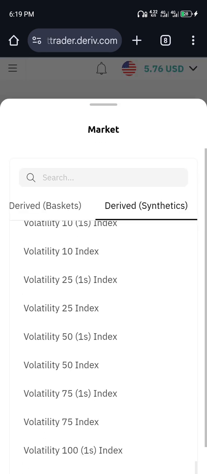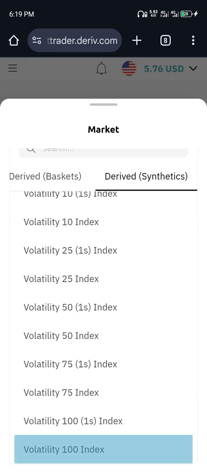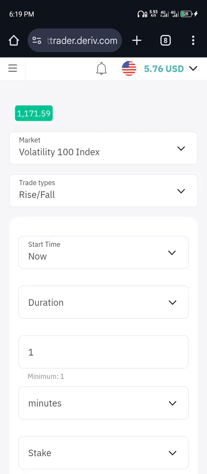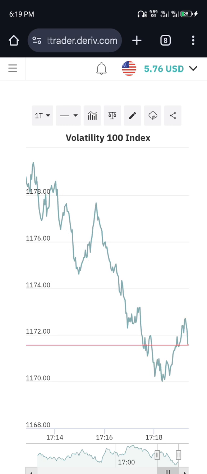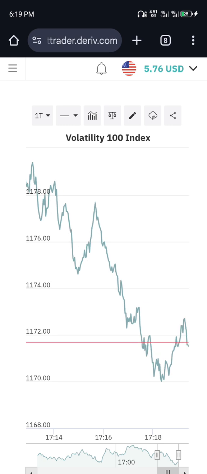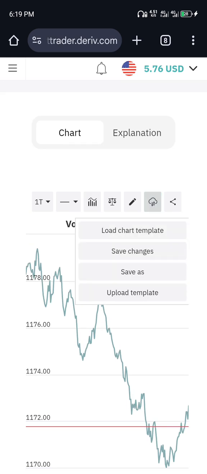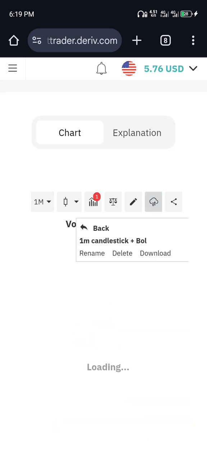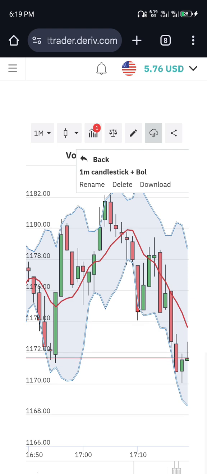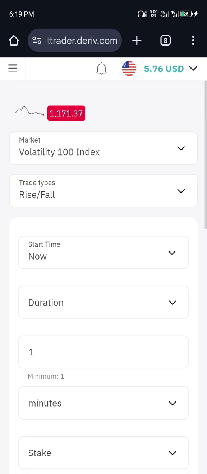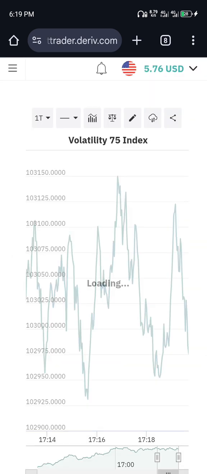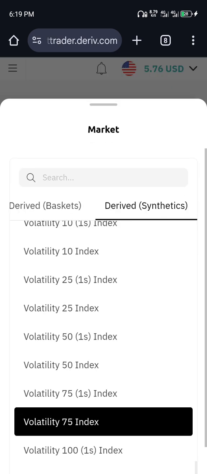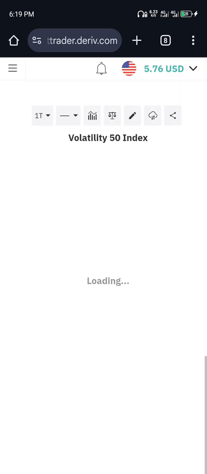I check, I come again over to 100 index. 100 index was trying to reverse, it was trying to retrace, but let's see with candlestick setting what actually happened. Oh, it retraced and then returned. So I disengaged that one. I checked 75 index, it's too spiky. It won't favor my trade.